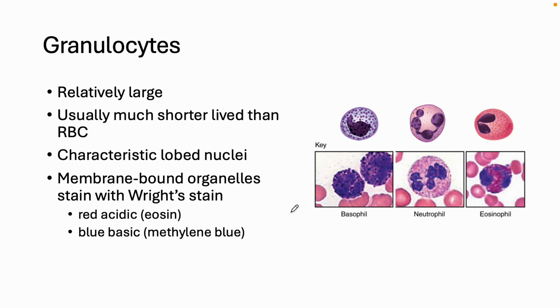The characteristics of these, so they have granules that stain with either a red acidic dye known as eosin or a blue basic dye. And so the type of stain they take up is going to be determined by what the granules contain. Another characteristic of them are their nuclei, which will typically have lobes and be characteristically shaped.